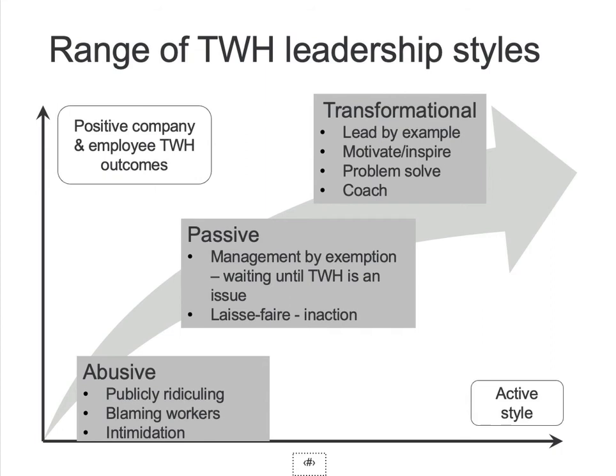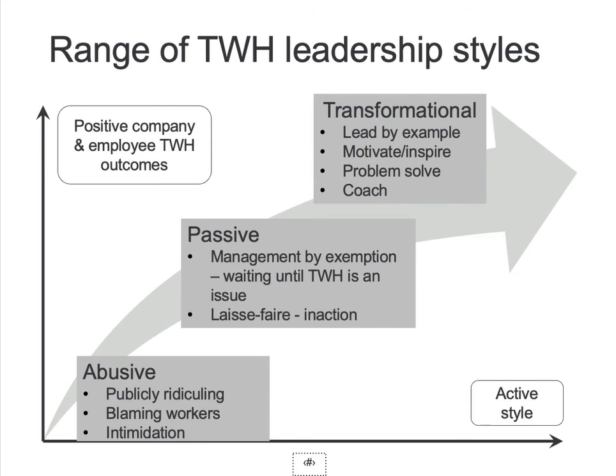In the middle here, we have passive leaders. These leaders don't have bad intentions when it comes to leading for health and safety. But again, they're being passive, and they're not acting proactively to address issues. So they're waiting until total worker health is an issue. If an employee comes to them with a health and safety issue, maybe they have an accident, they'll do something about it, but they're not doing the work ahead of time to prevent that injury from occurring in the first place. And then at the top where we have transformational leaders.